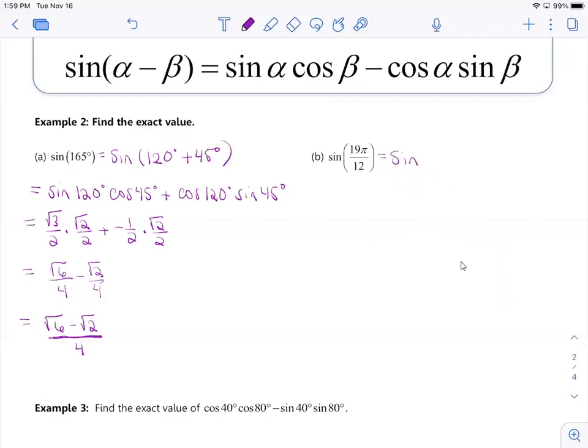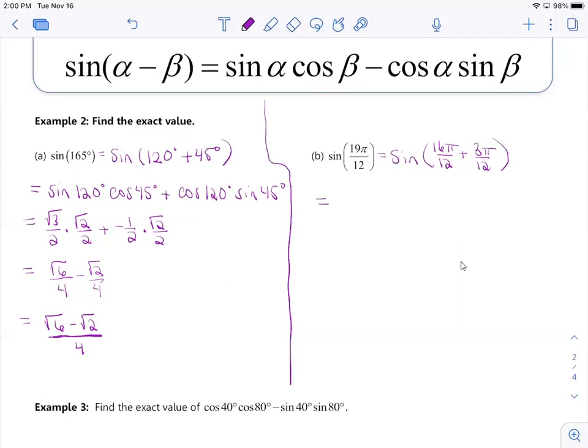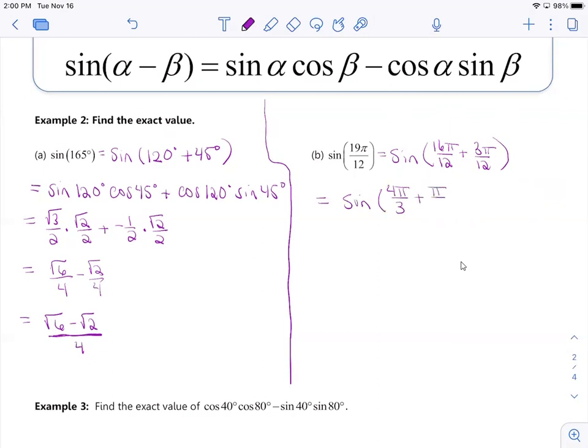I'm going to choose just to do the sum again. So I'm going to choose to do 16 pi over 12 plus 3 pi over 12, because if I add those together, I'll get 19 pi over 12. Let me get rid of that. I'm going to put my equal signs here so I don't run out of space. Now I'm going to reduce those fractions. 16 pi over 12 reduces to 4 pi over 3, and 3 pi over 12 reduces to pi over 4.